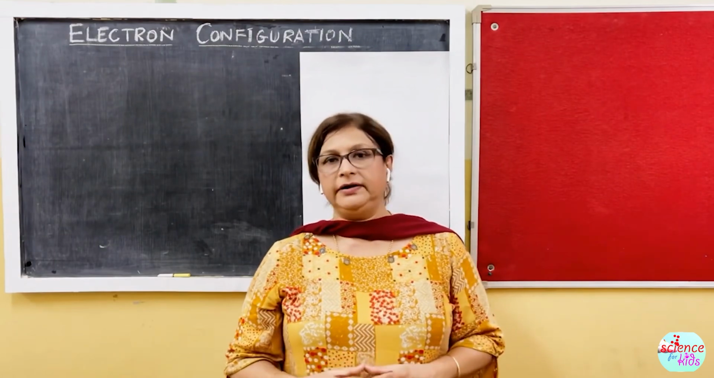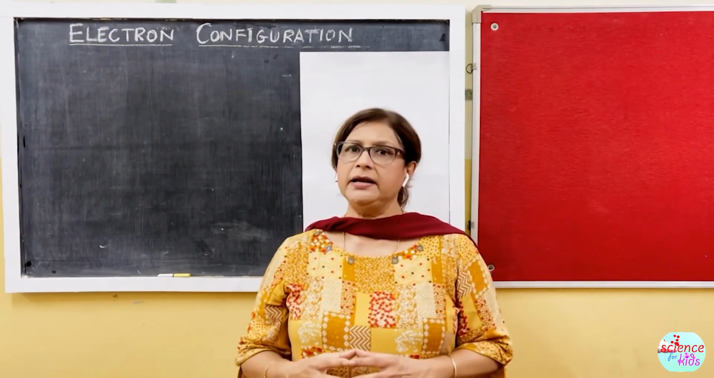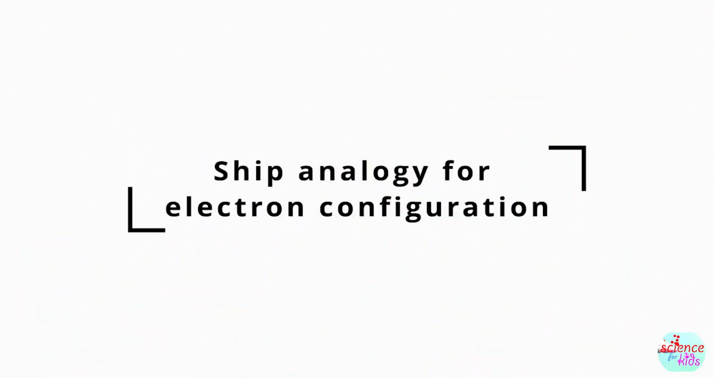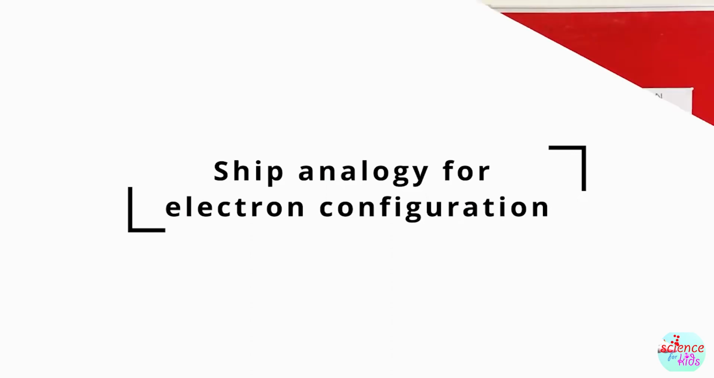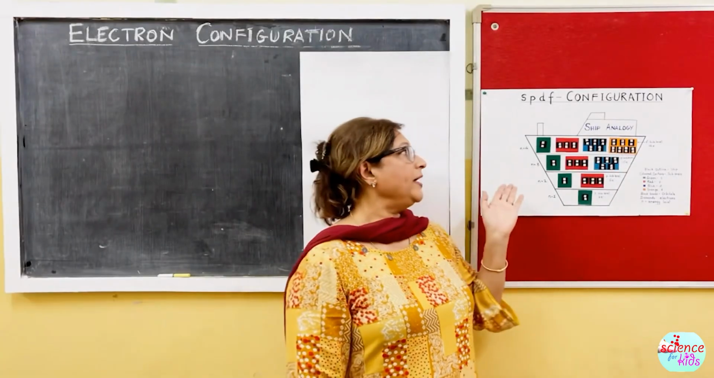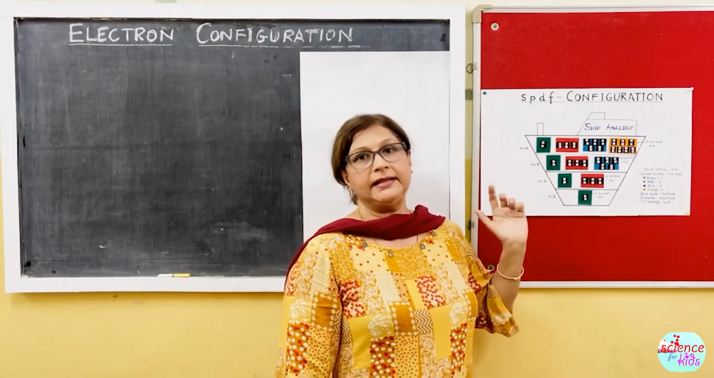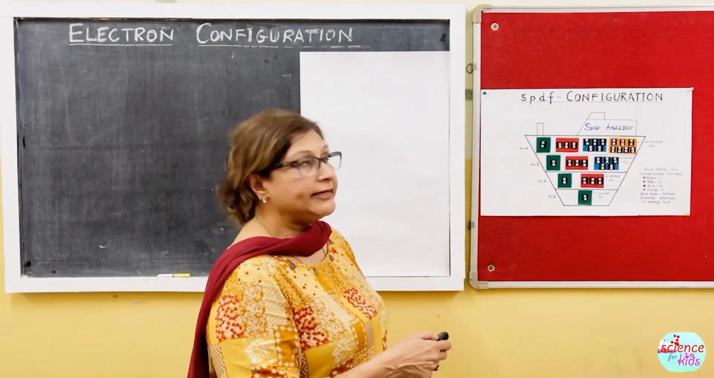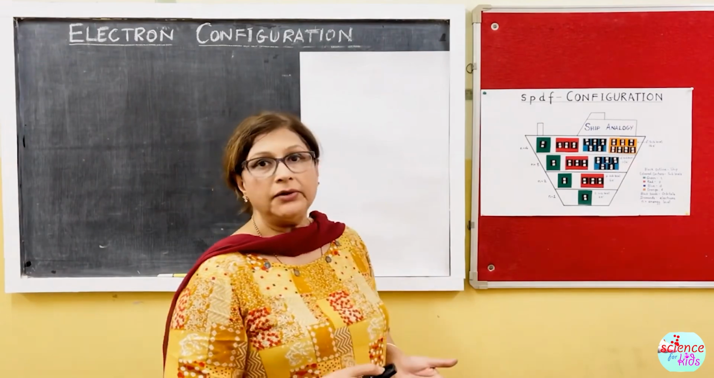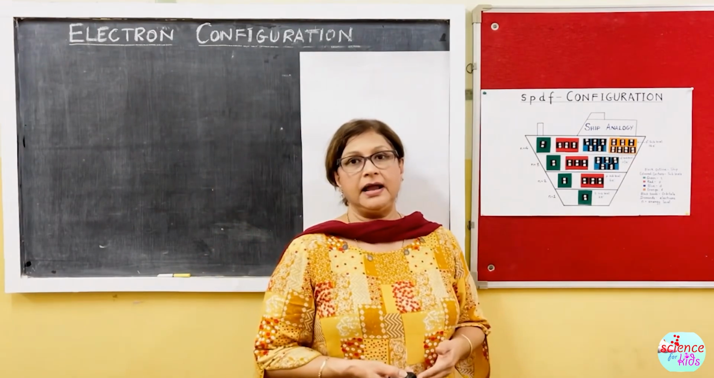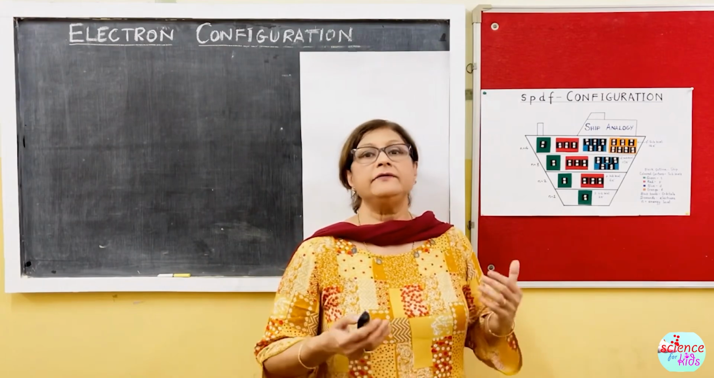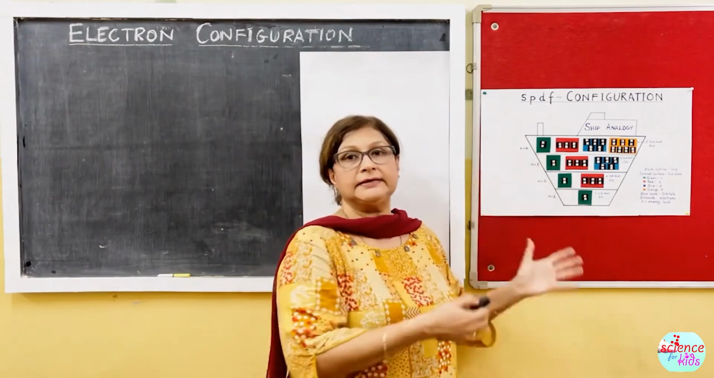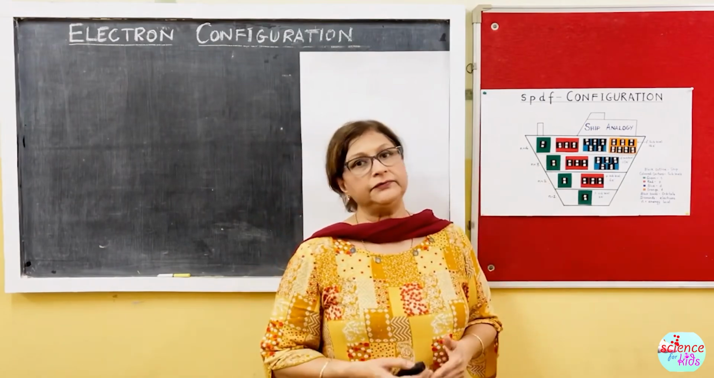Now electron configuration can also be explained through an analogy. Let's see how my ship analogy can explain the concept. Now this is my ship. It's a freight ship carrying diamonds. You all know how expensive diamonds are, and they have to be protected and guarded well against intruders. So they need to be hidden all the way inside somewhere so that it becomes difficult to find.